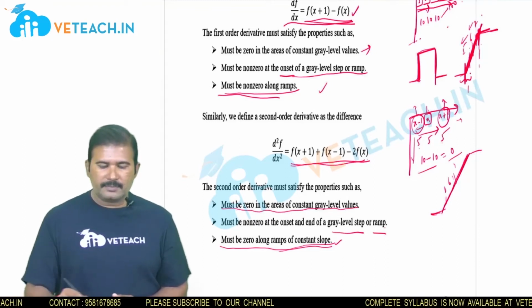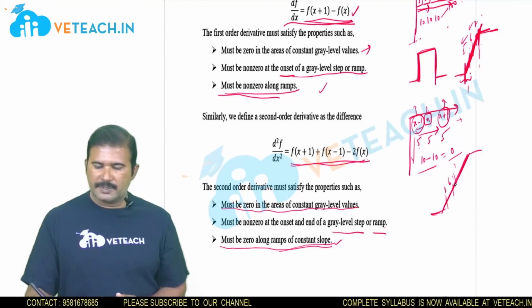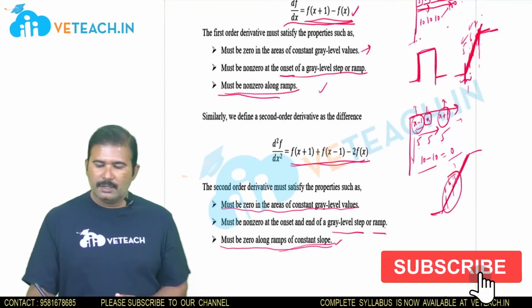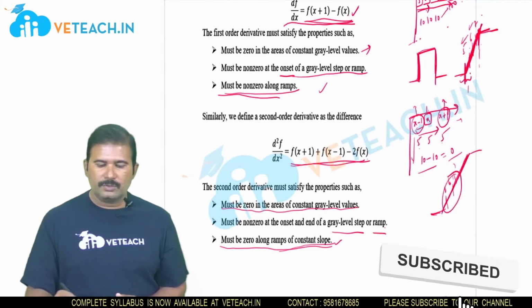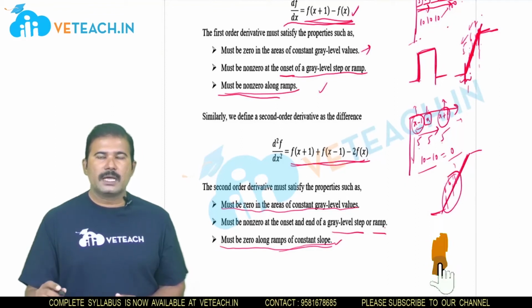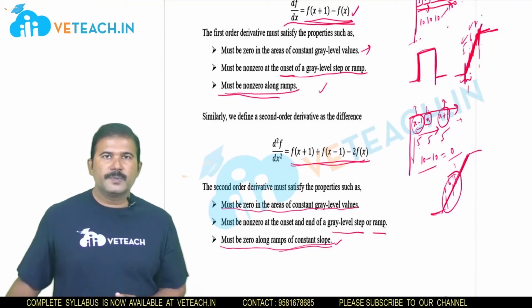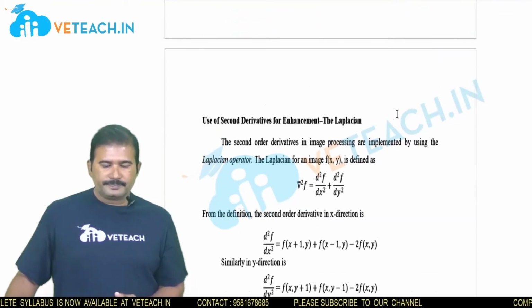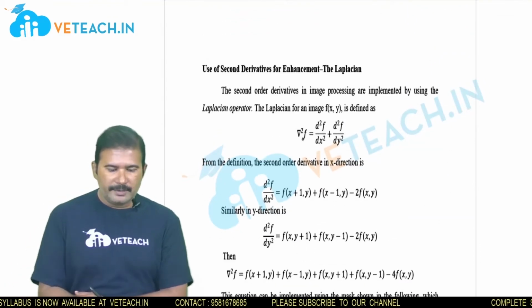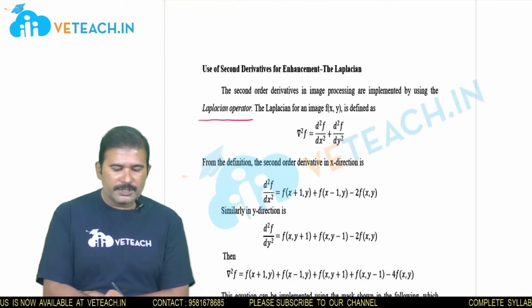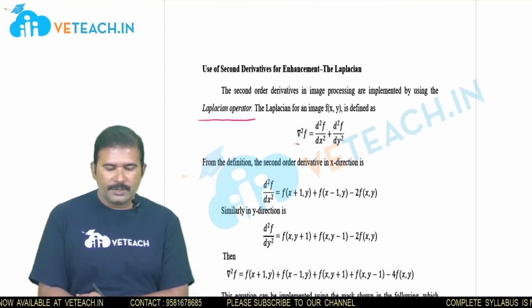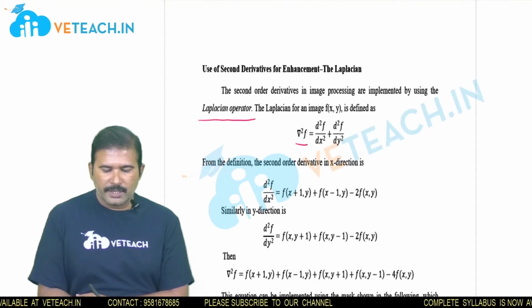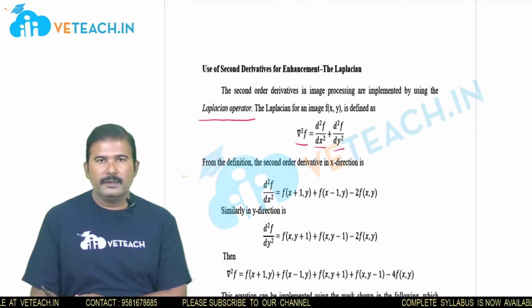But the second order differentiation is not the difference between immediate values; it involves 3 pixels in a row. So in such a case, if the slope is constant, the second order derivative must be 0. Using the second order derivative, we can define an operator called the Laplacian operator, which is denoted as ∇²f, which is ∂²f/∂x² plus ∂²f/∂y².